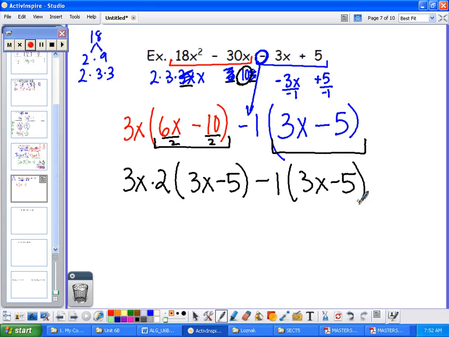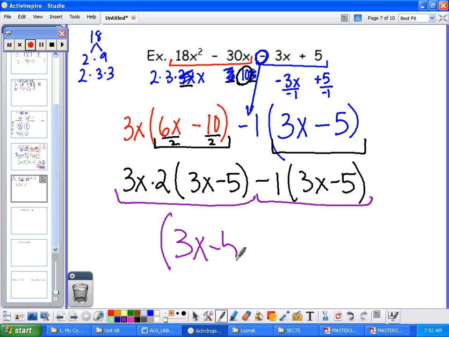Now when I look at it, do I have something in common here and in here? Of course I do. 3x minus 5. And what's left over in the first part? Really, 3 times 2 is 6x minus 1. Okay?